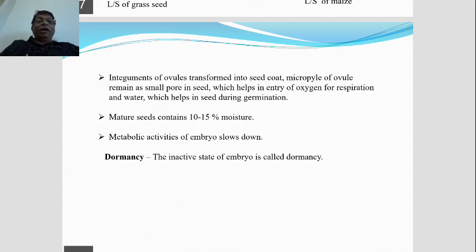Okay. So what is this dormancy? It is the inactive state of embryo, nothing but that. The inactive state of embryo is called dormancy. Okay. That's all. So many points are there for NEET or CET examination.